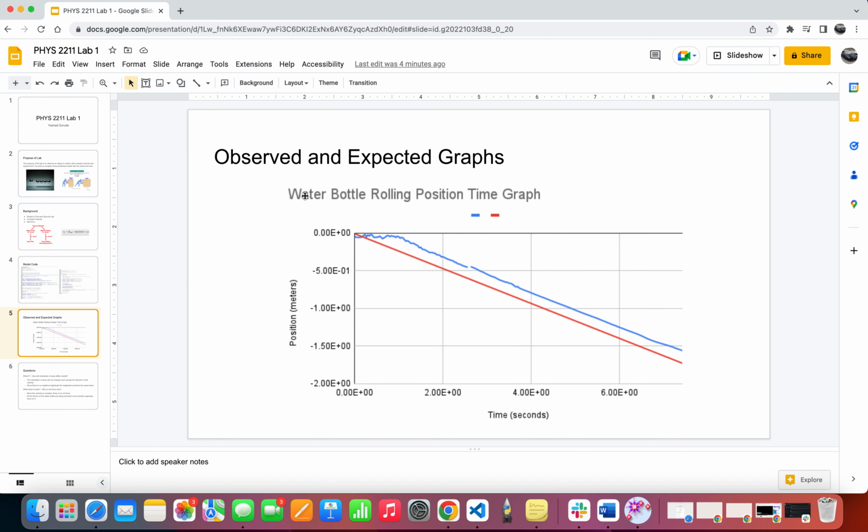Next are the observed and expected graphs. As you can see, the graphs are pretty similar. There's a little bit of variation because in the beginning the water bottle is stopped, so it doesn't move, but as the water bottle keeps moving, they have the same velocity right here. They both have the same constant velocity, so the observed and predicted graphs are pretty similar.